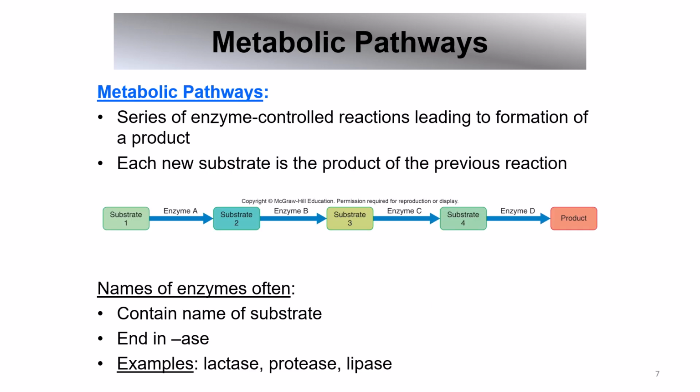In metabolic pathways, more than one enzyme may be used. For example, if a molecule is very large, multiple enzymes may be used to break it apart into smaller parts. Names of enzymes often contain the name of the substrate that they're working with and end in ASE. So for example, lactase enzyme breaks down lactose.